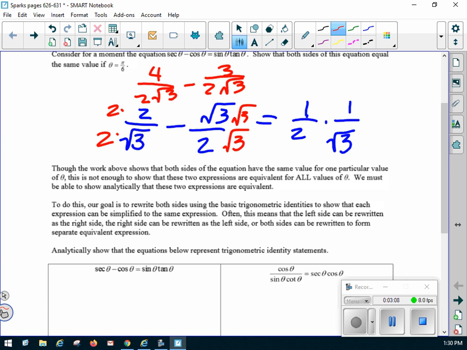What's that? 1 over 2 square root of 3. And on the right, 1 half times 1 over the square root of 3. How do you multiply fractions? Straight across. 1 over 2 square root of 3. Oh my gosh, they're the same. They're not all going to be that easy.